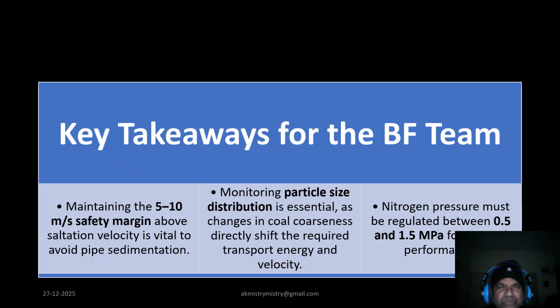So, to summarize, for our daily operation, we must always maintain that 5 to 10 meters per second safety buffer above the saltation velocity to prevent sedimentation in the lines. We need to be vigilant about monitoring our particle size distribution, as any shift in coarseness will change our transport energy requirement. Lastly, ensuring our nitrogen pressure stays within the 0.5 to 1.5 MPa range is vital for maintaining the integrity of the entire injection cycle.